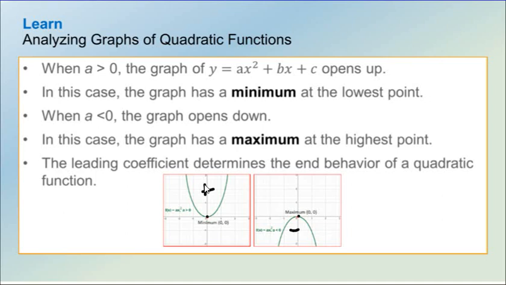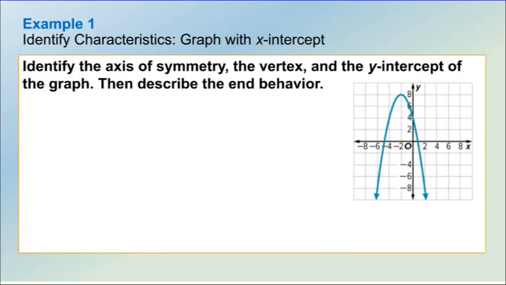The leading coefficient determines the end behavior of a quadratic function. If a is negative, it opens downward, and that means when x increases or decreases, your y is going to decrease. And when a is positive, as x increases or decreases, your y is also going to increase.